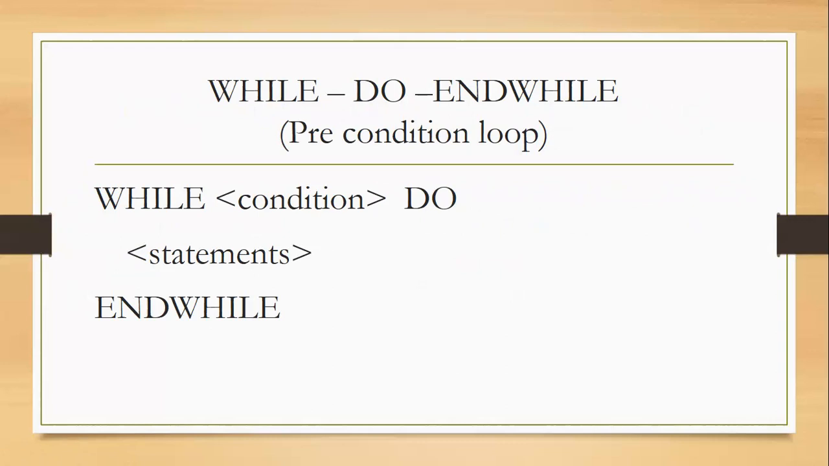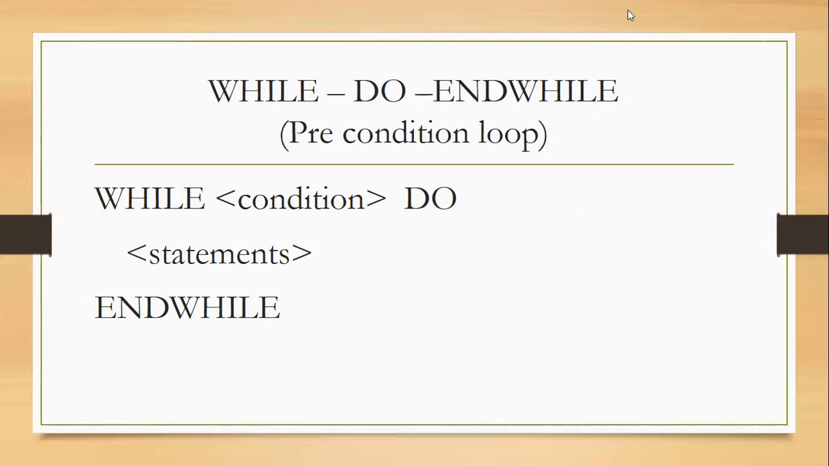Now I'm moving on to the second structure, which is while to end while. You can see a word written here called precondition loop. Precondition means that the condition is checked before and the task is done later. The structure of while is: while condition do, and then we write down the statements, and then we have end while in the end.